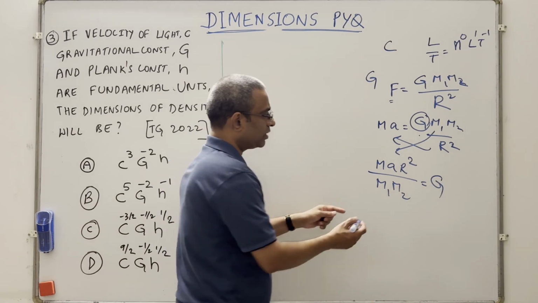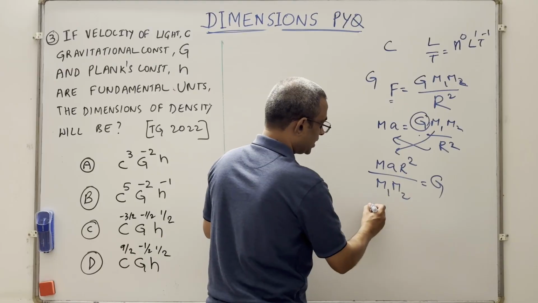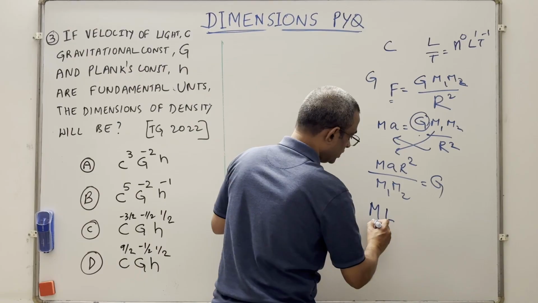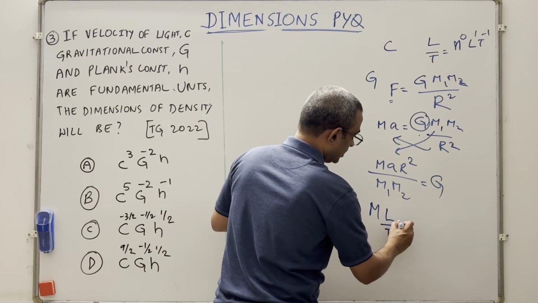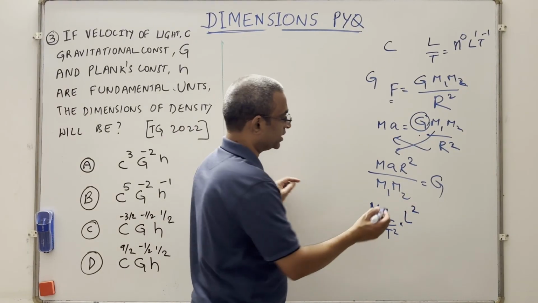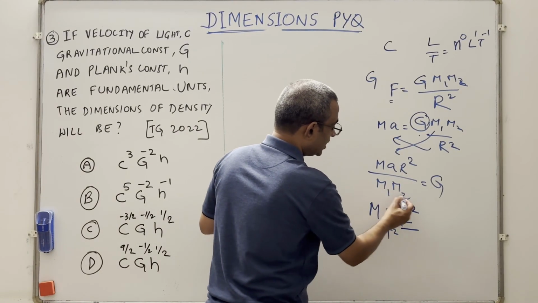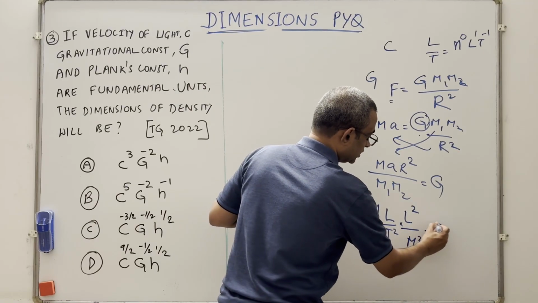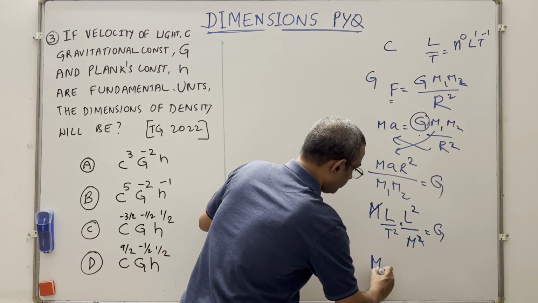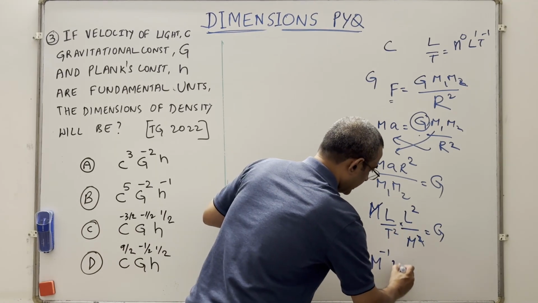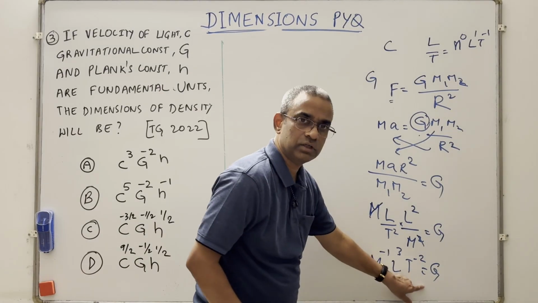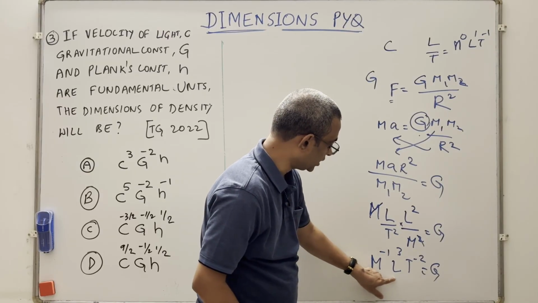Now what are the fundamental units of each of these quantities? Mass is mass, acceleration is length by time square. So that is L by T square into r square. r square is length square, because the distance between the two objects is length. And we have mass into mass, so that is M square. This is G. So this turns out to be M power minus 1, L cube and T power minus 2. This is the gravitational constant G. So the gravitational constant G is M power minus 1, L cube and T power minus 2.